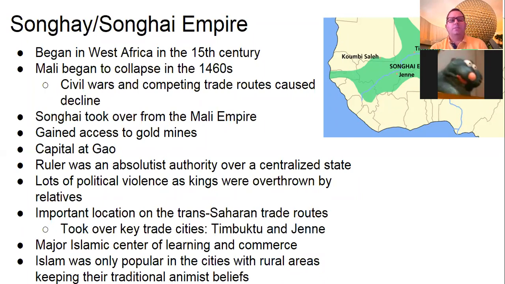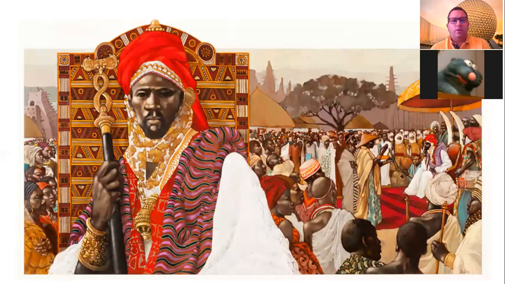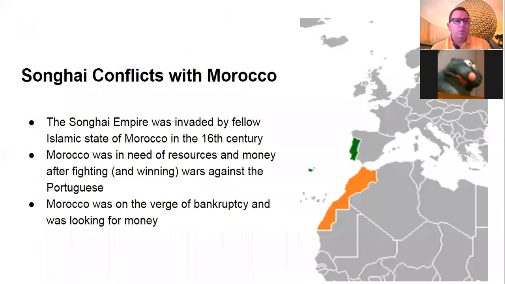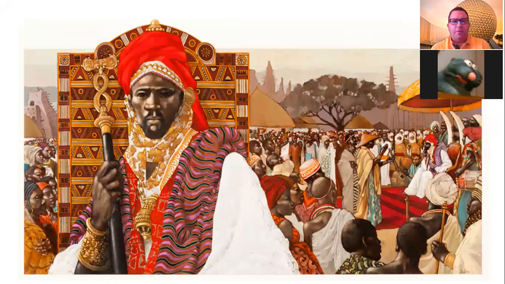It becomes a center of commerce for Muslims in Africa, and so this is really where Islam begins to take hold within Africa. But what's important is that Islam only takes hold in the cities. In the rural areas, the people still very much hold on to their traditional beliefs. And so they become very, very wealthy.